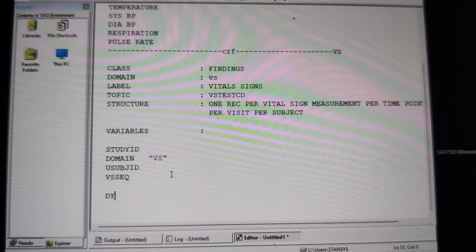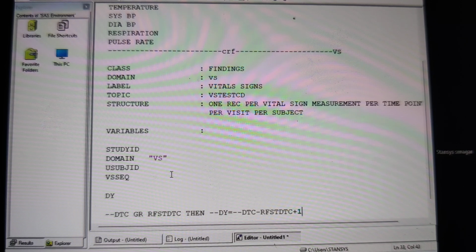STTTC minus RF STTTC plus 1. If DTC is greater than or equal to RF STTTC, then DY is equal to DTC minus RF STTTC plus 1. Else DY is equal to DTC minus RF STTTC.